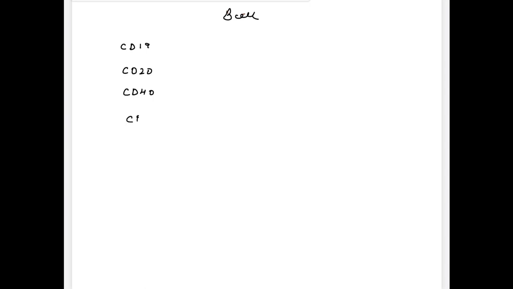Okay, then we have another one, that is CD80, 86. This is also known as B7.1 and 7.2. This is helpful for sending signal for T cell activation. They are present on the B cells and again help in T cell activation. So these are some common ones. So CD40, as we just discussed, these are for the class switching.